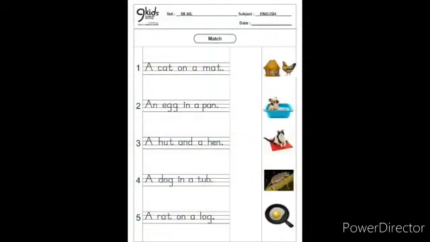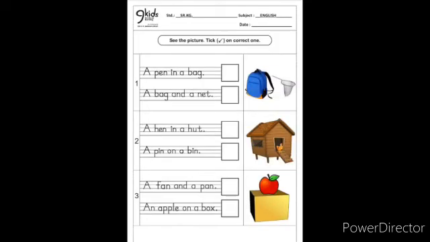Now, I am giving you a worksheet to practice. In this worksheet, you have to read the sentence and match it with the appropriate picture. In this worksheet, you have to read the sentences and put a tick against the correct one, which matches the picture.